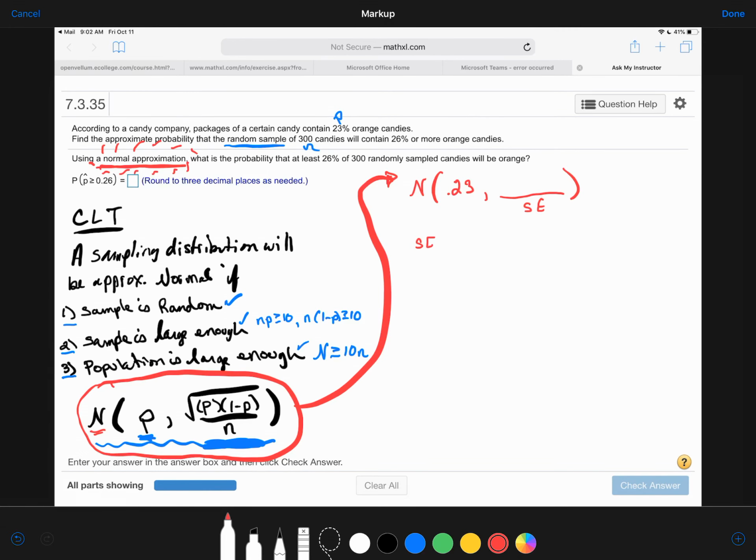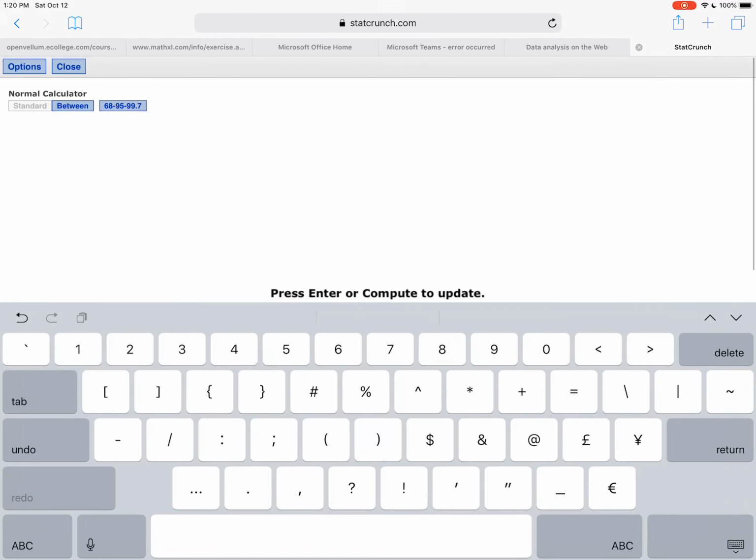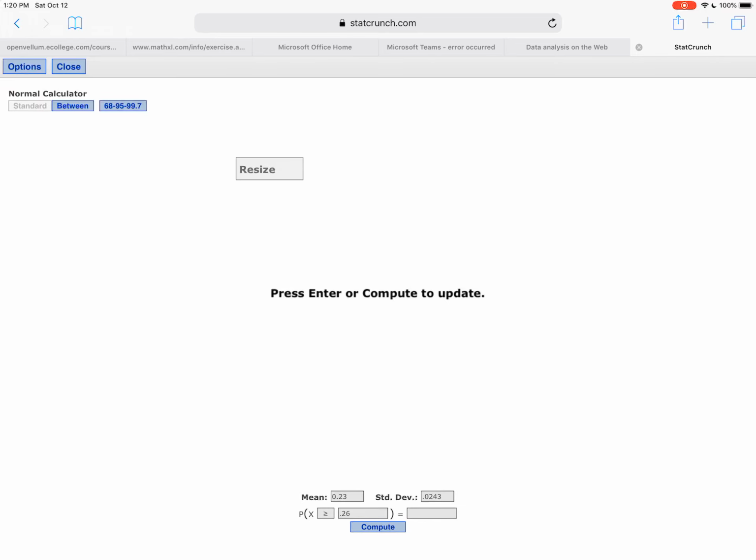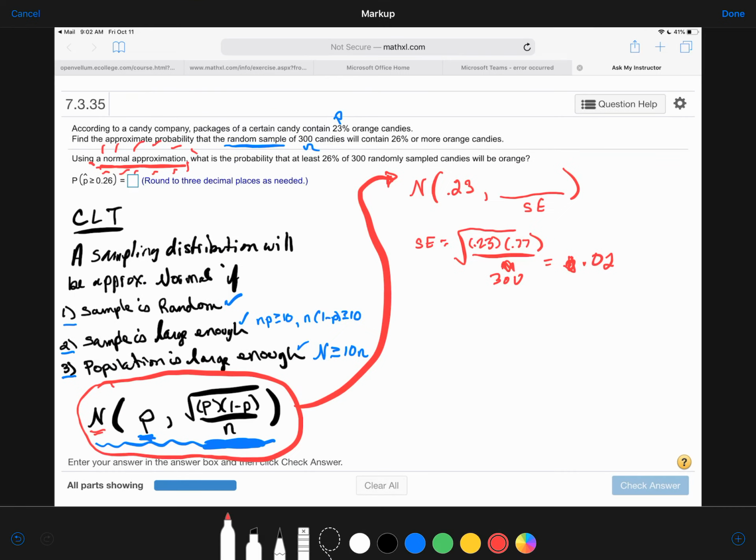To find that, we take the square root of p times 1 minus p, which is 0.77 in this case, over n, which is 300. If you divide that all out, you should get about 0.0243. So that's what goes here.